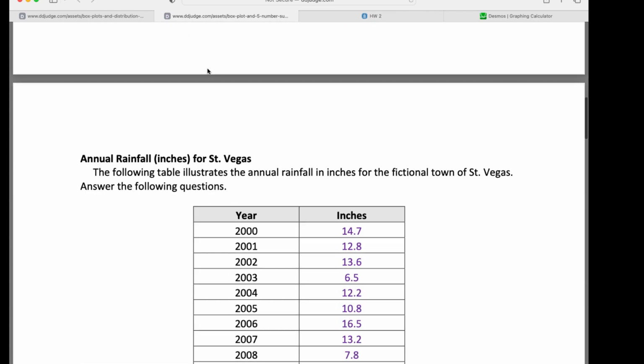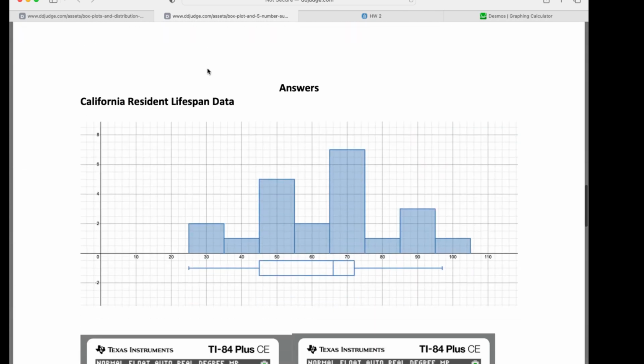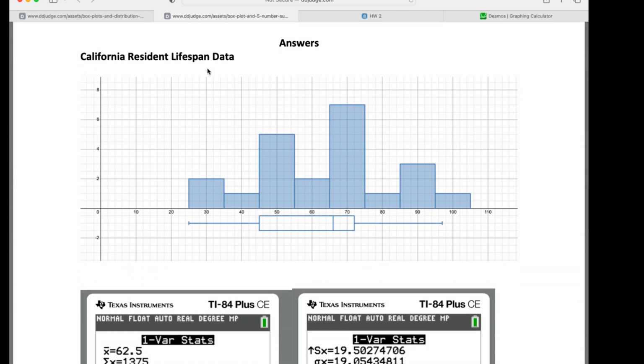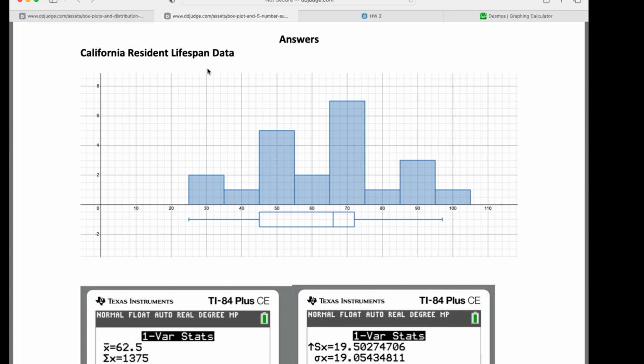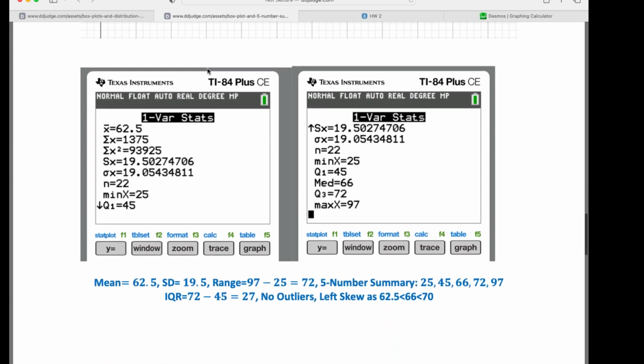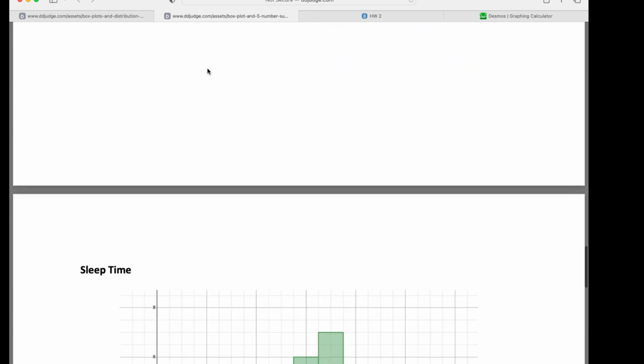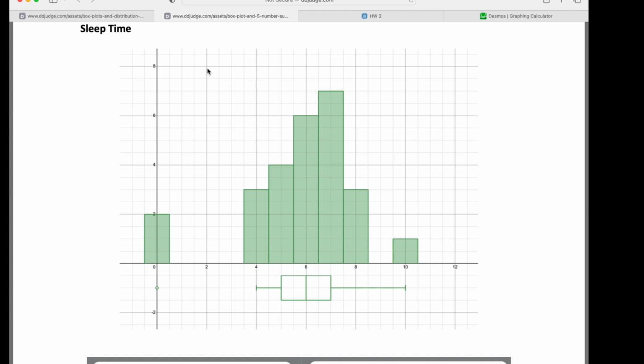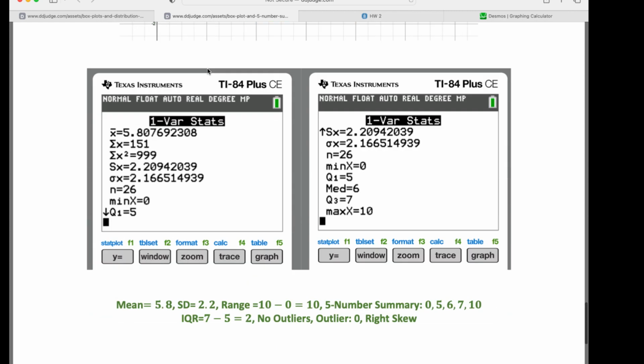Now, let me go back and remind you guys. What did I also do for you guys? I did the solutions. So there is your histogram and the box plot. That looks like left skew to me. No, maybe not. Maybe. I don't know. There's no outliers. This one, there's a histogram and the box plot.